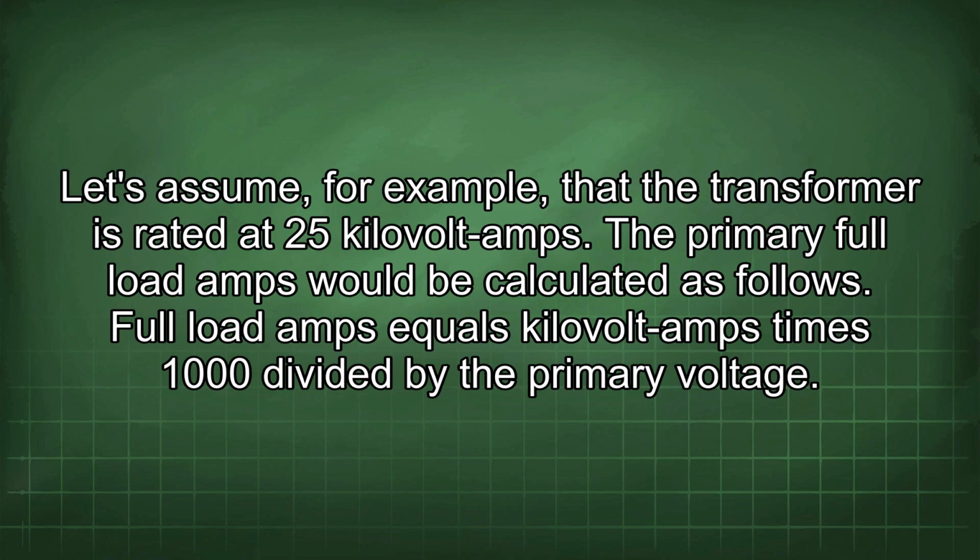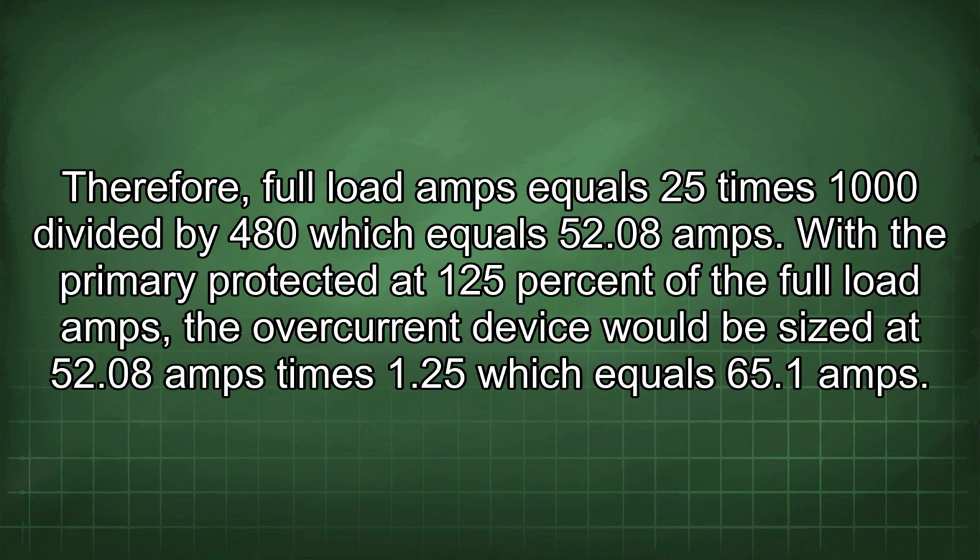The primary full load amps would be calculated as follows. Full load amps equals kilovolt amps times 1000 divided by the primary voltage. Therefore, full load amps equals 25 times 1000 divided by 480, which equals 52.8 amps. With the primary protected at 125% of the full load amps, the overcurrent device would be sized at 52.8 amps times 1.25, which equals 65.1 amps.